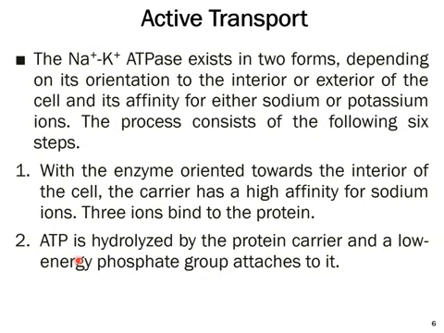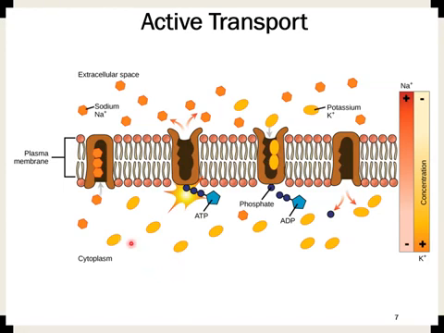The next step is that ATP is hydrolyzed by the protein carrier and a low energy phosphate group attaches to it. So now an ATP molecule is hydrolyzed to provide the energy to this protein carrier, or the pump, and a low energy phosphate group attaches to this pump. You can see here that when this pump is oriented towards the inside of the cell, this is the cytoplasm and this is the extracellular space. So this is inside the cell and this is outside the cell. The pump is oriented towards the inside of the cell, and 3 sodium ions bind to it. Then an ATP molecule is hydrolyzed and a small phosphate molecule gets attached to this pump.